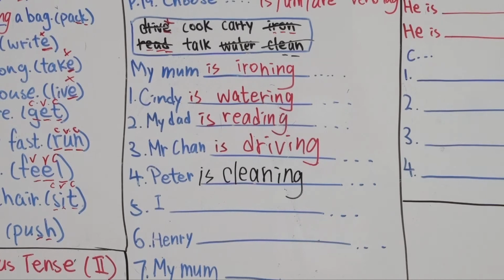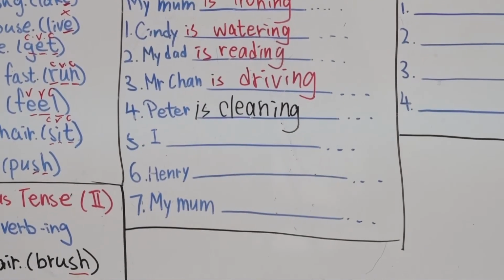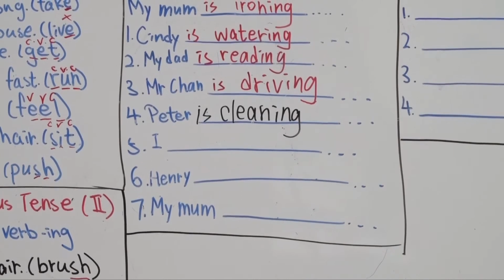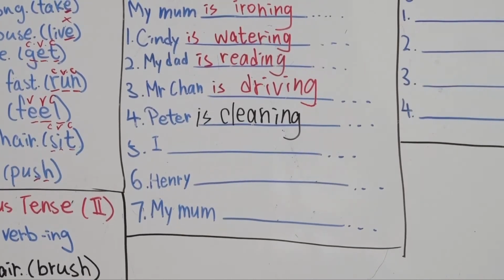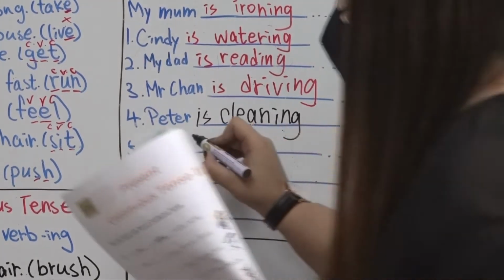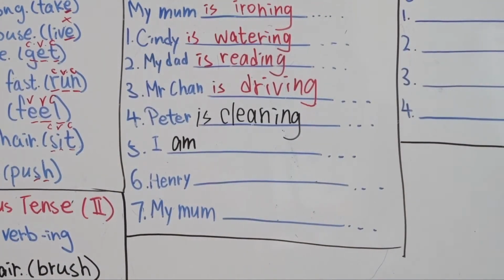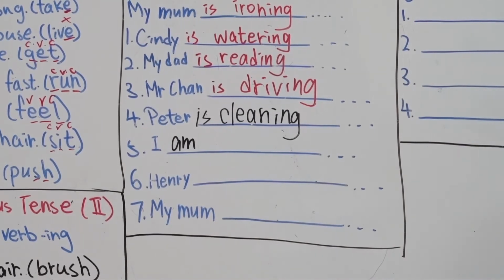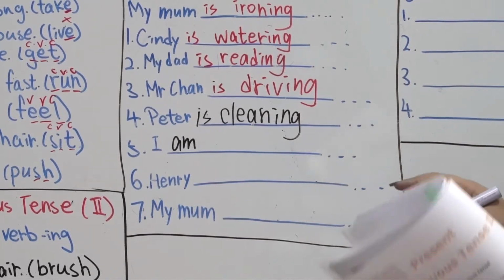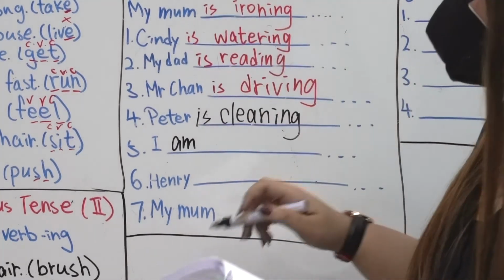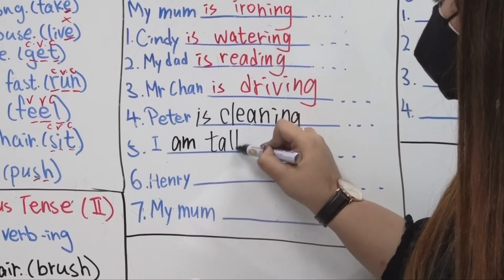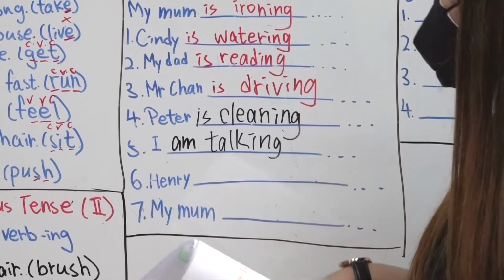Next one. What to do now? I is followed with the verb to be, is, am, or are. Very important. That should be am. Very good. I am. So there's a picture next to this sentence. You can see a boy holding his phone, right next to his ear. Maybe he is carrying, cooking, or talking. Talking. All right. Anything special? No. So just add ing will be enough for you.